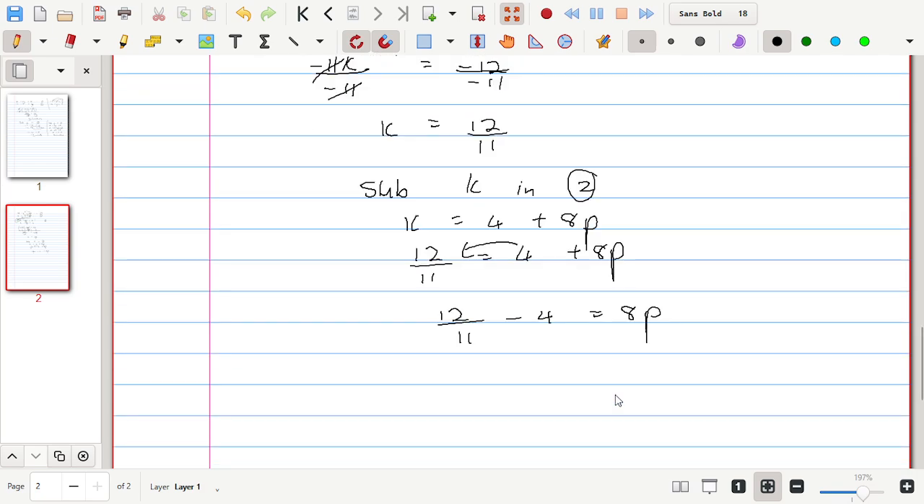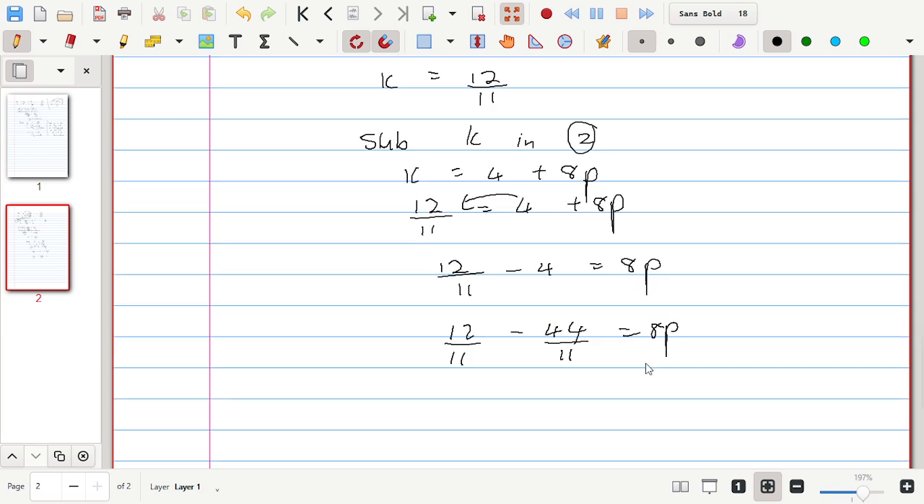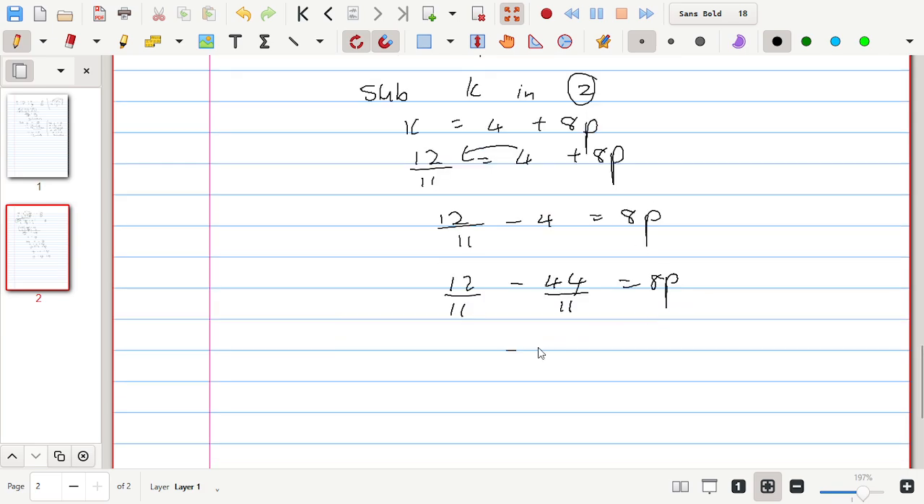Let's see. 12 over 11 minus 4, so that would give me something like 12 over 11 minus 44 over 11. And that's 8p. And so from here, we could just say 12 minus 44, that's going to give us negative 32 over 11 is equal to 8p. Divide this by 8. This is going to cancel that. This is p. Negative 32 over 11 divided by 8, that is going to give us, let's see, 8 goes into 32 4 times. So that's going to be minus 4 over 11 is the value of p.